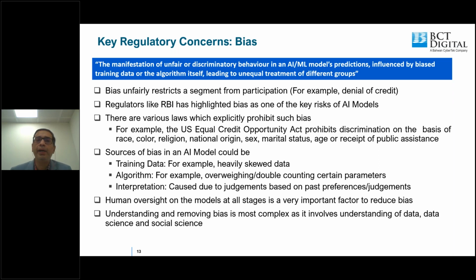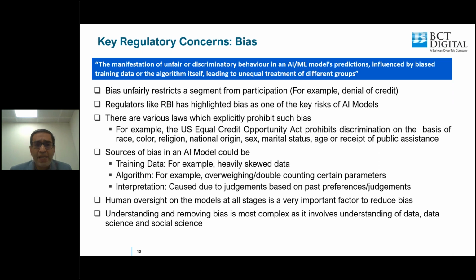For example, in case of a credit decisioning model, it could mean that a certain segment of the population is being left out unfairly. As I said, many of the regulators have commented on it, and there are also laws against this. For example, in the US, we have the Equal Credit Opportunity Act, which prohibits any such bias against a particular segment based on race, color, religion, etc.